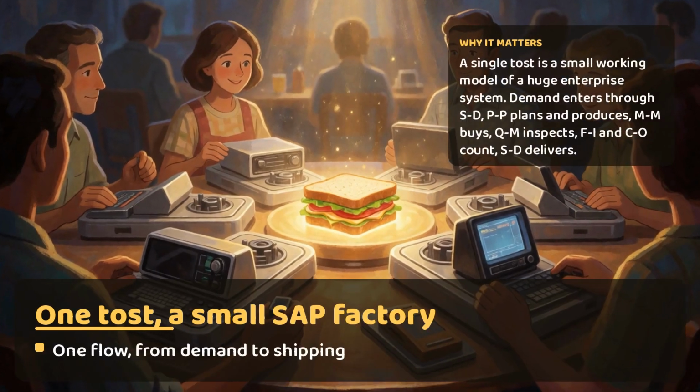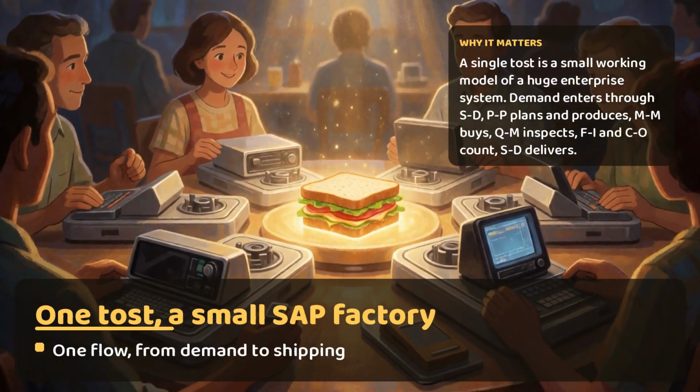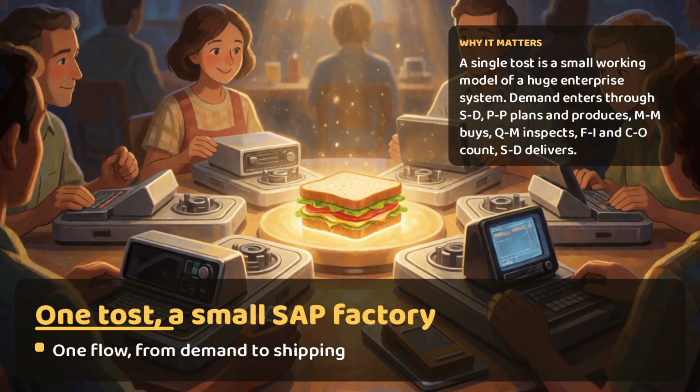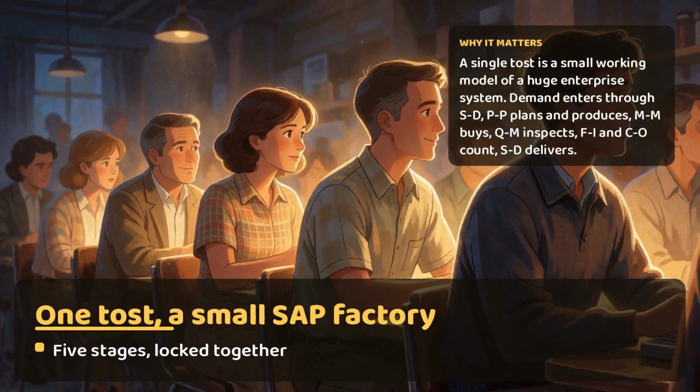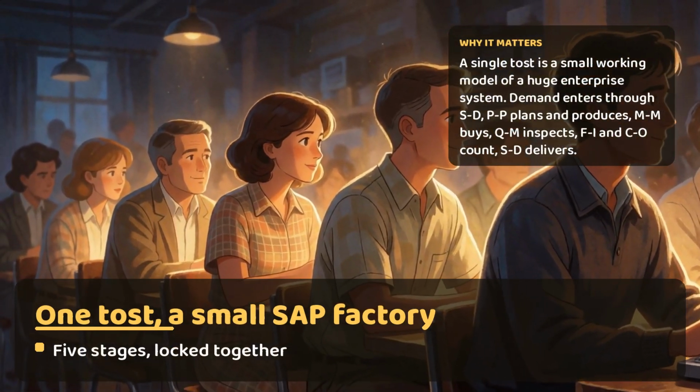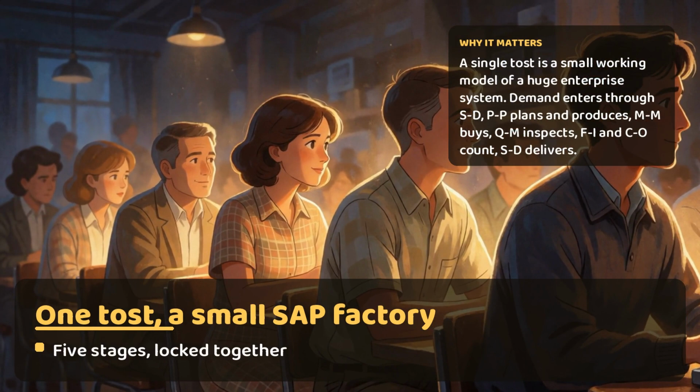Now step back and look at the whole picture. That little request at the start, "Make me a toast," walked us from beginning to end through a production chain. Demand came in and became a sales order. The recipe became a bill of materials and a routing, that is, a production version. We sorted the materials by type. Some we made, some we bought.